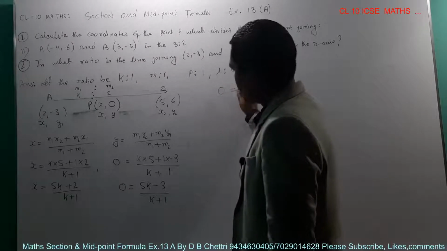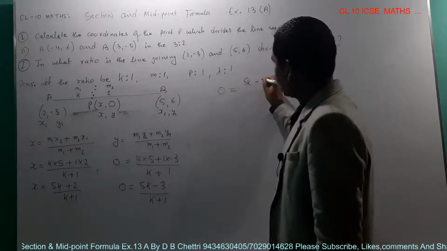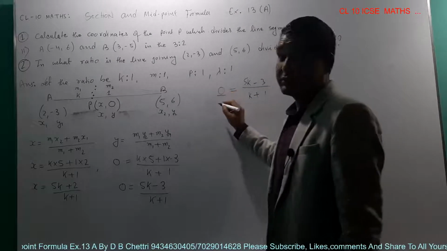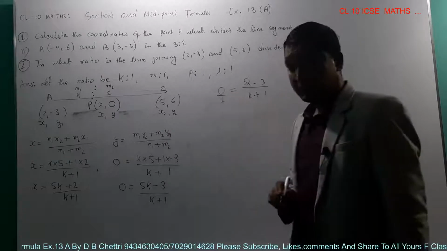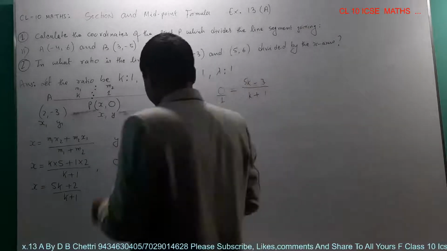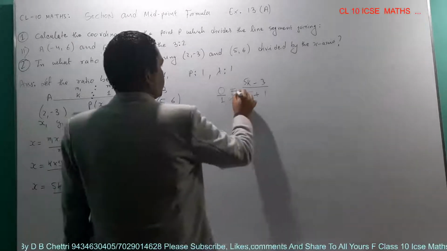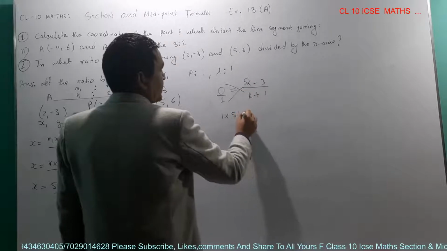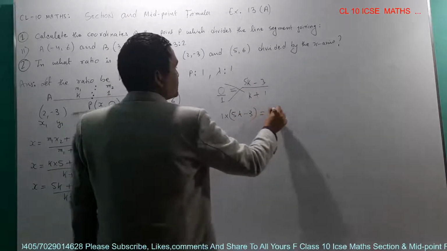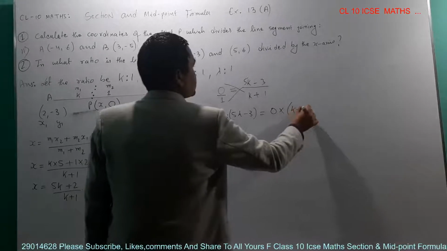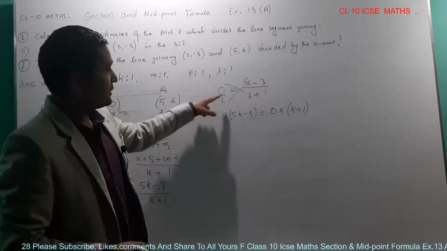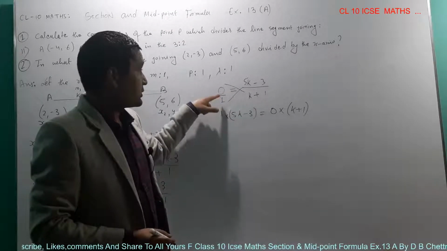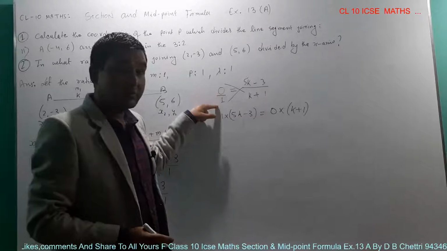0 equals 5k minus 3 divided by k plus 1. Now for the denominator, you can always use 1, because every number has a denominator of 1, for all types of numbers. Now cross multiplication: 1 multiplied by 5k minus 3 equals 0 multiplied by k plus 1. If there is equality between the two expressions, do the cross multiplication, and if there is only one number, use 1 as the denominator.